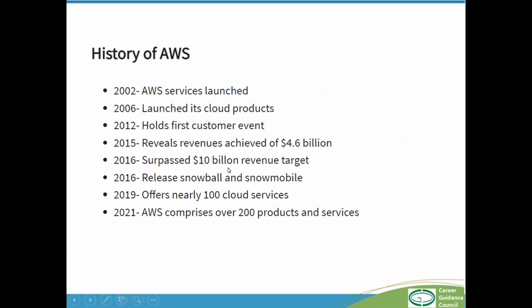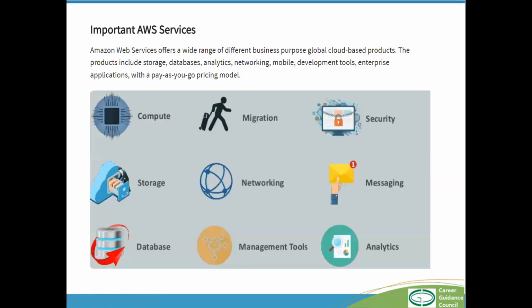So this is a brief history of AWS. AWS services launched in 2002 and 2006. It launched various cloud products, and as of now it has 200 plus cloud services.